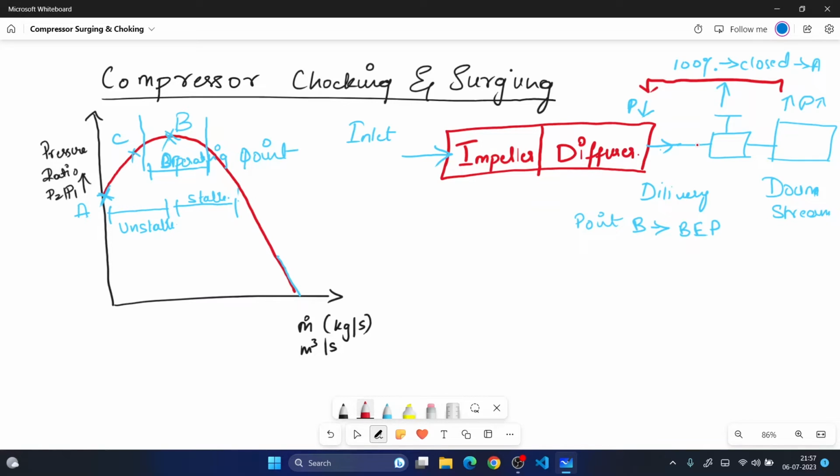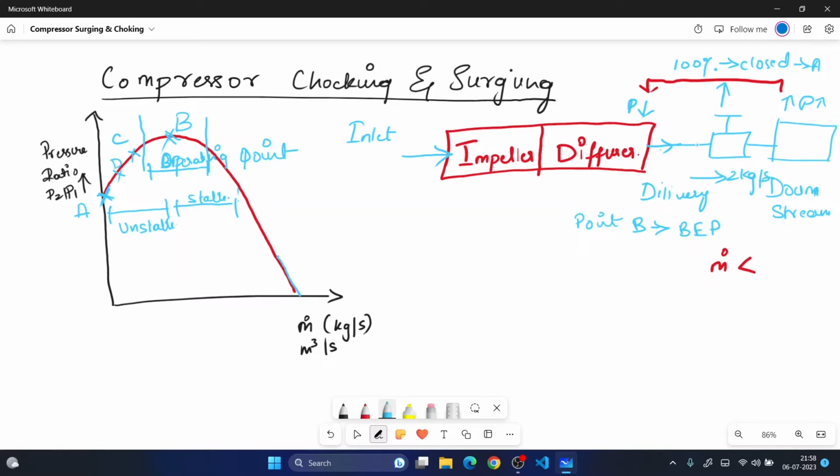Okay, so further this reduction in pressure causes the gases to flow from the delivery of the compressor towards the downstream, and due to the difference in the pressure, the net mass flow rate decreases. Again, the net mass flow rate decreases, and it will again come and operate at a lower point, say D.